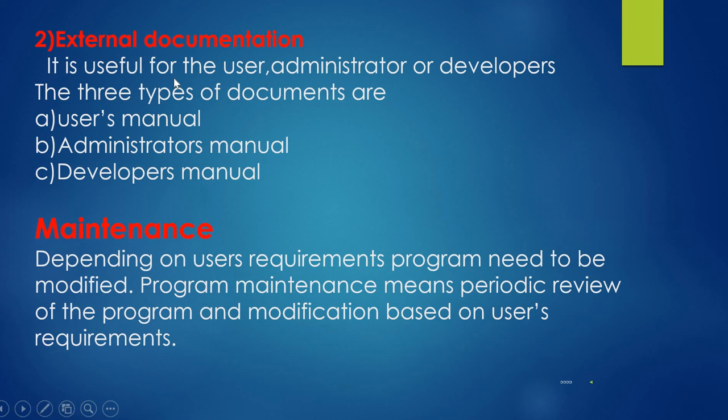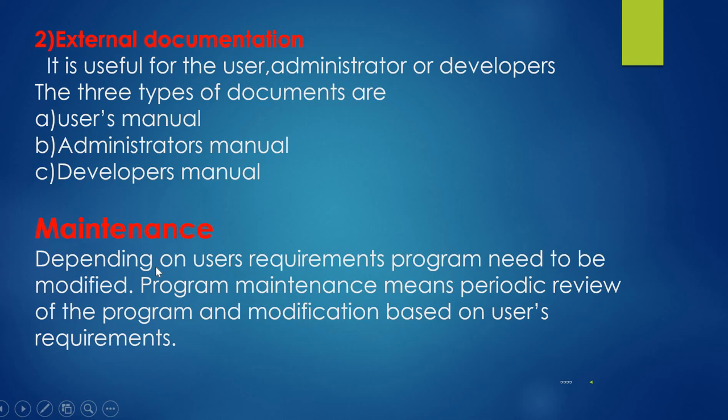Then external documentation. It is useful for the user, administrator or developers. The 3 types of documentation are user's manual, administrator's manual, and developer's manual. How can we use that program? How can the administrator use everything? You can represent that in this manual. It is a reference material. User's manual is a reference material for the user. Administrator's manual is a reference material for the administrator. Developer's manual is a reference material for the developer. That is external documentation.